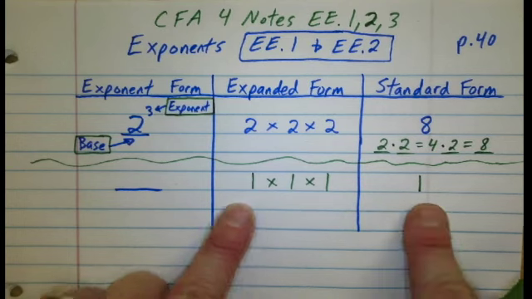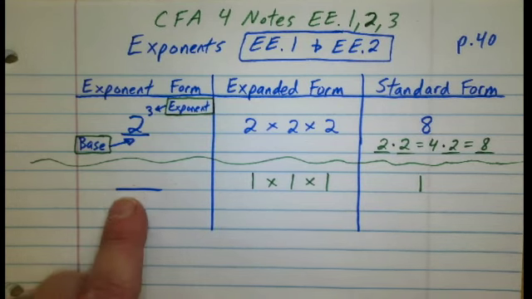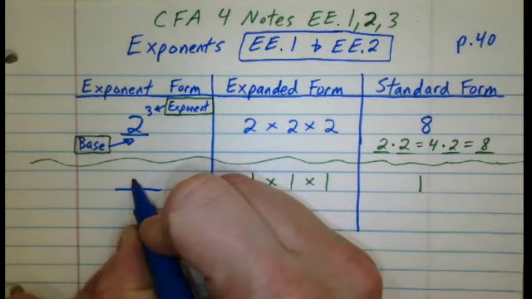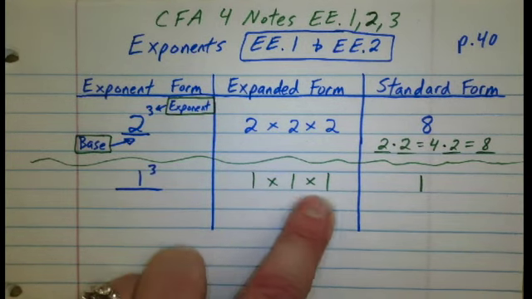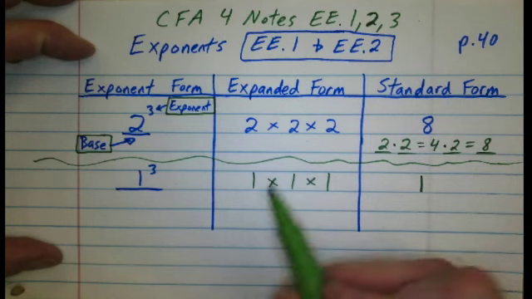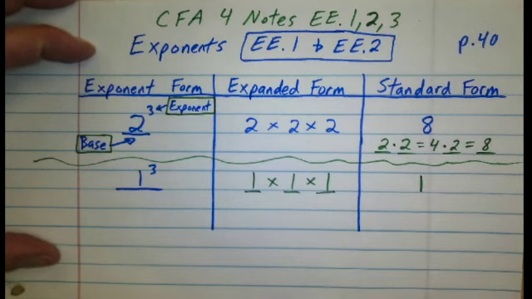In other words, looking at this chart, what would my exponent form be? I would need to say it would be 1 to the third power, or 1 cubed, meaning 1 times 1 times 1. That 3 tells us how many times we take the base times the base times the base.